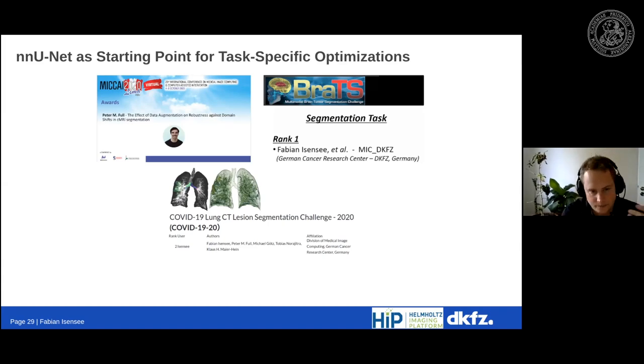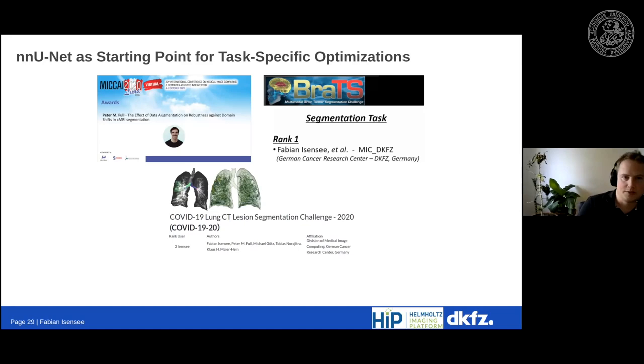And we used this principle last year to participate in 3 challenges. So Peter and I were able to take the first place in the MNMS competition. It's a MICCAI segmentation challenge on cardiac MRI. We were able to win the BraTS challenge last year and also take the second place in the COVID-19 lung CT segmentation challenge. And all of these approaches were essentially built on top of nnU-Net.